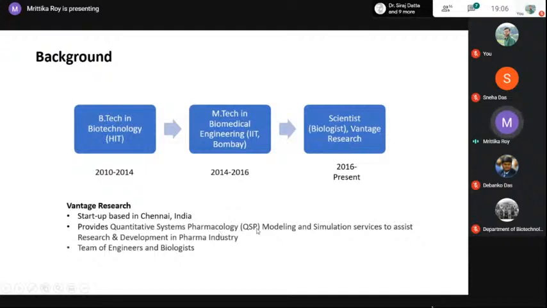And in this way, we help assist the research and development process that happens in the pharma industry. Most of our clients are big pharma, like Eli Lilly, Merck, Genentech, which are based in US, and also MTPC, which is like Mitsubishi, which is based in Japan. So these are our clients.